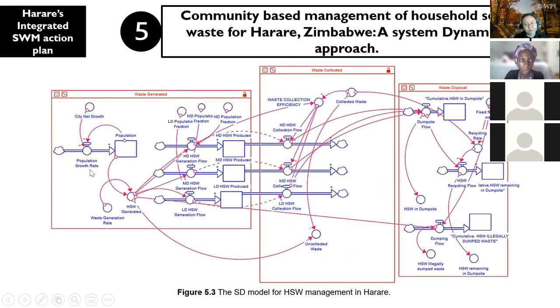So basically we had a small population model here, where we calculated the population from the city net growth. We also calculated the amount of waste produced. We split the amount of waste produced into three, depending on the socioeconomic class. Because like I mentioned before, most of the households in Harare, 67% of the houses, are in high density areas.